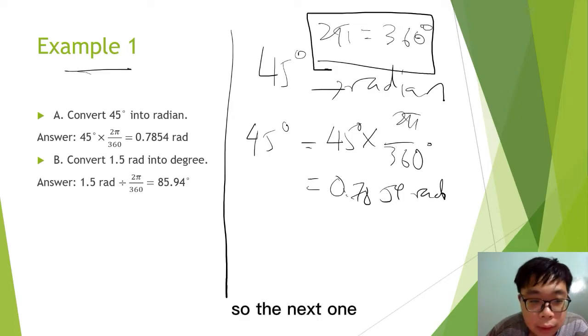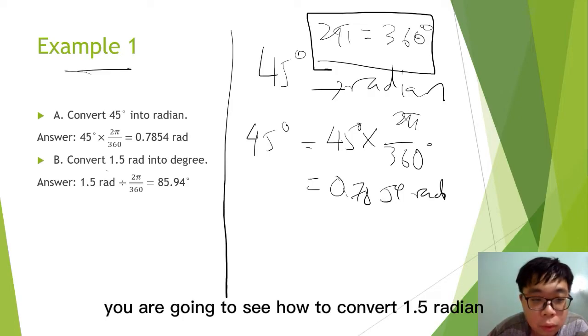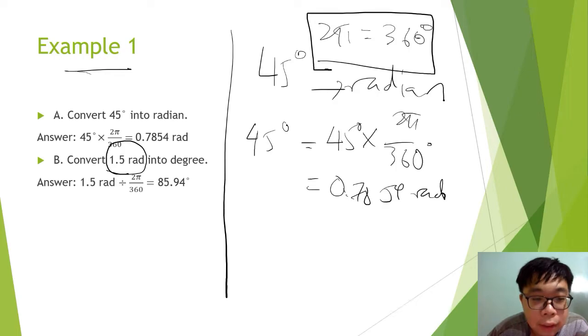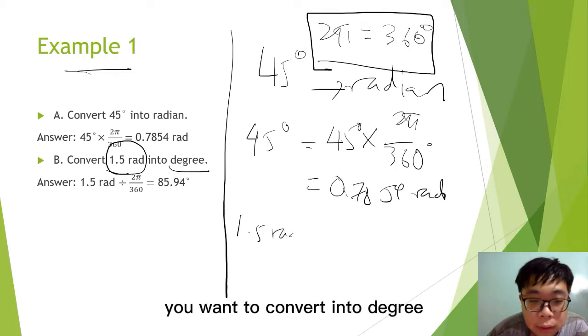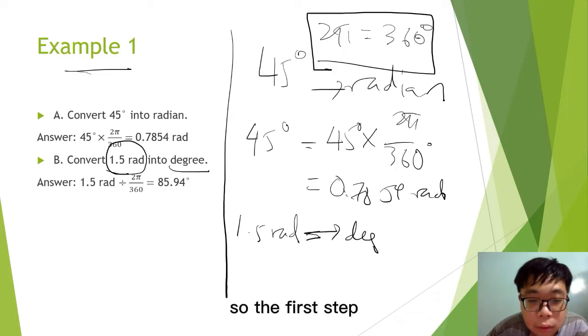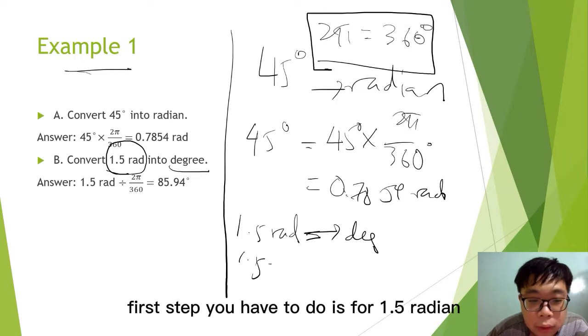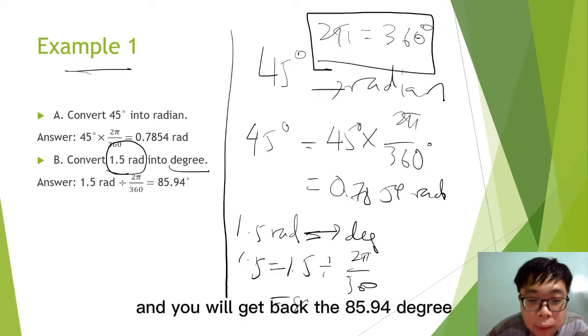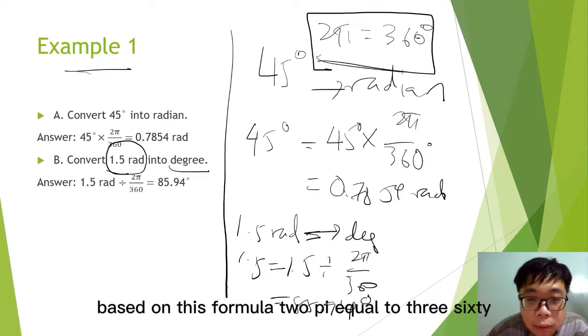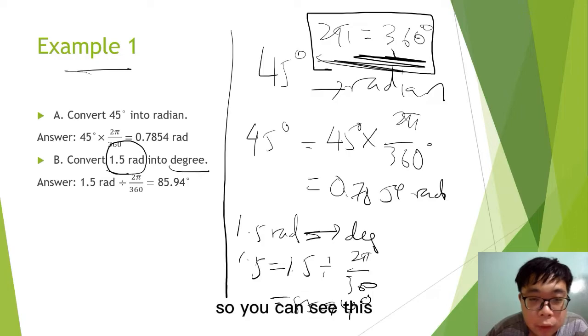Okay, the next one is how to convert 1.5 radian back into degree. So for 1.5 radian you want to convert into degree, the first step is to divide by 2 pi over 360, and you will get back 85.94 degree, based on this formula, 2 pi equal to 360. Remember.